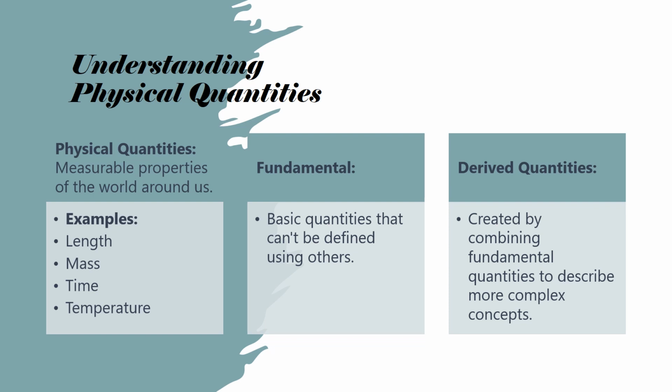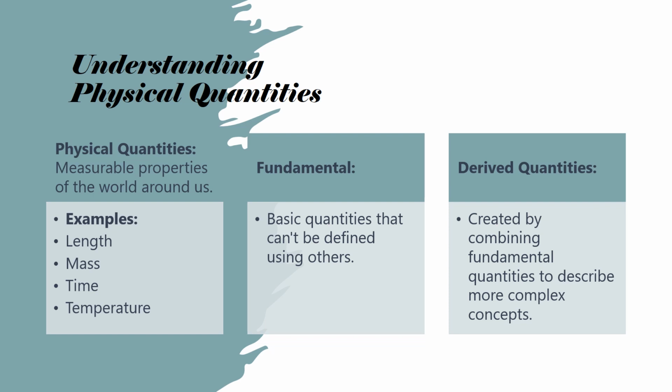Think about it this way: when we describe something, we use words like big, heavy, or hot. In science, we need precise ways to describe these characteristics, and that's where physical quantities come into play. Let's look at a few common examples of physical quantities. 1. Length. This one's pretty straightforward. It's all about measuring how long something is, whether it's the height of a mountain or the length of your classroom. Length is a crucial physical quantity.